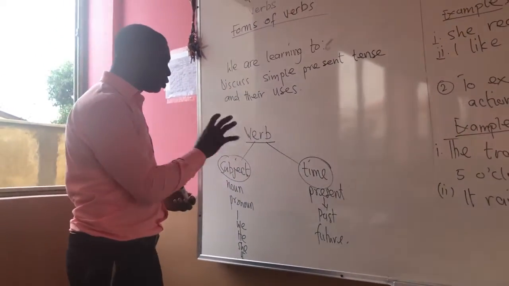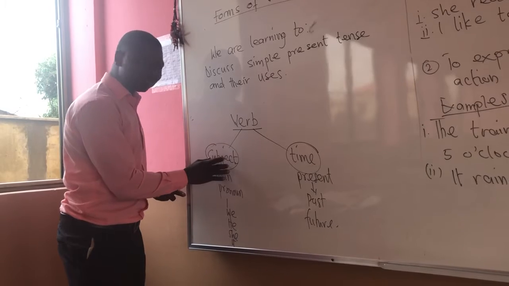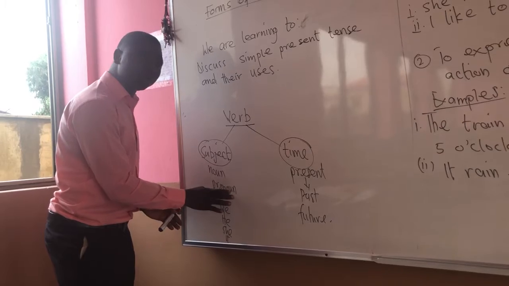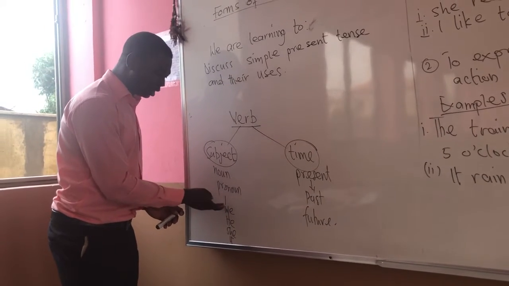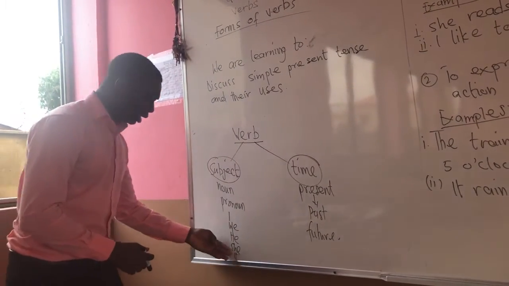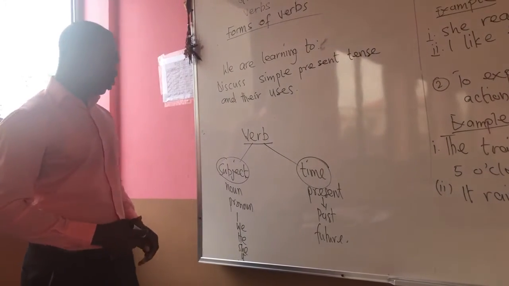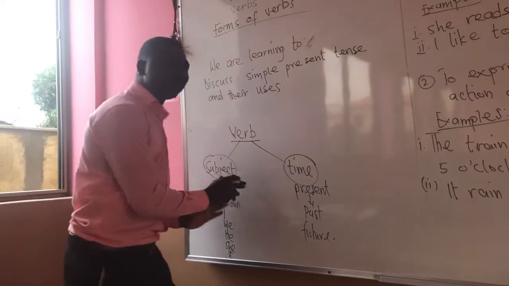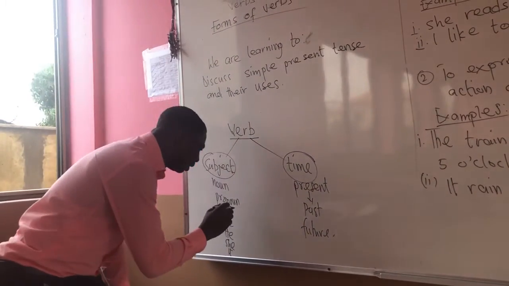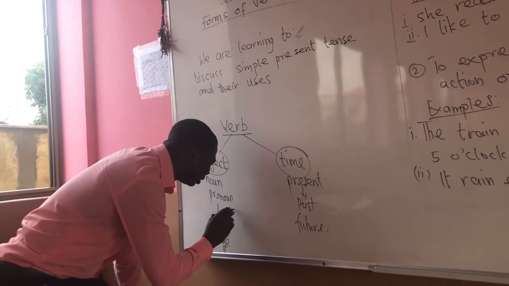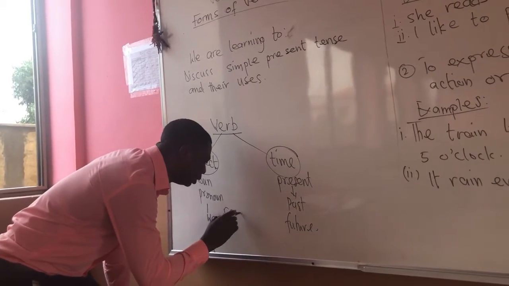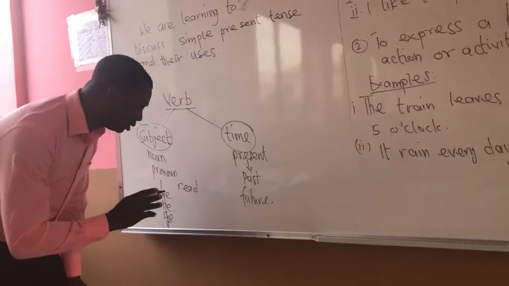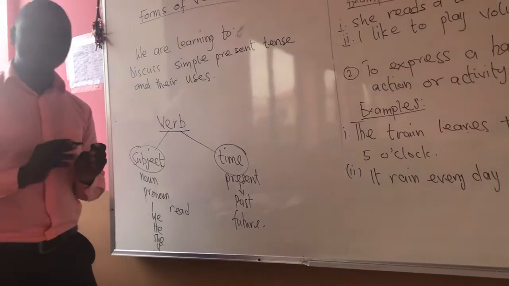So the two main qualities of a verb are the subject and the time. The subject is the noun and the pronoun. And we say I, we, she, he, and it. When it comes to I, what you need to know about the subject, you just use the verb as it is in the present form. Let's say read. You don't add anything. With we too, you use the verb as it is, you don't add anything.